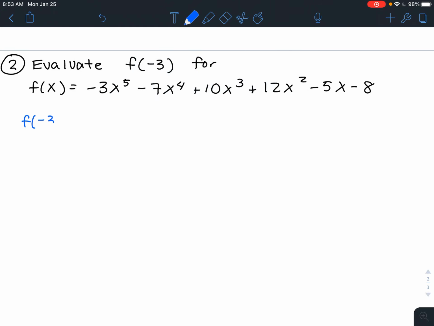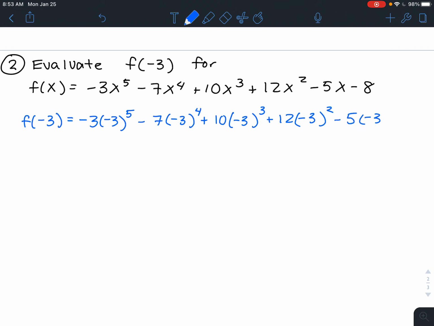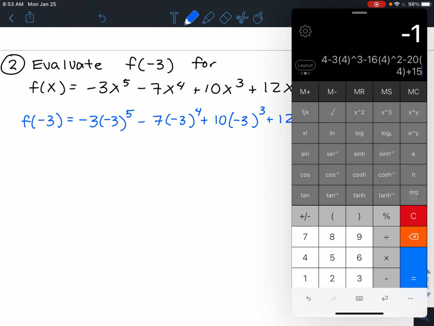For f of negative 3, all I'm going to do is replace all of those x's with a negative 3. When I have a negative value inside of here, my parentheses are super important, which means that if I don't type in my parentheses correctly, my whole problem's wrong. I can fit this all in one line this time. So we wrote it all down. That's what we're going to type into the calculator. Now I have to type it in really carefully.